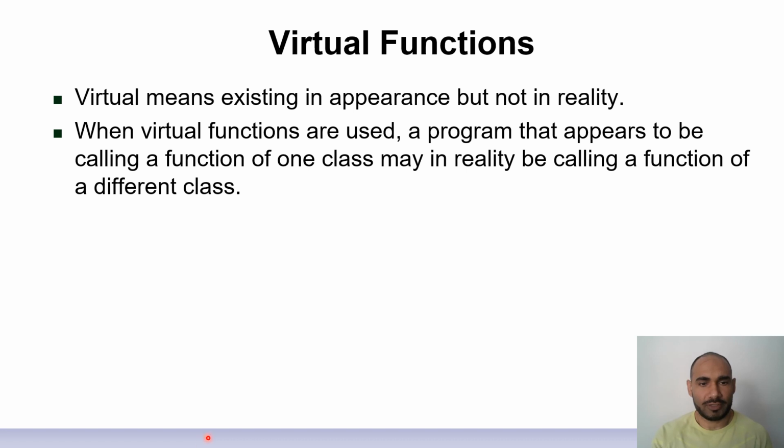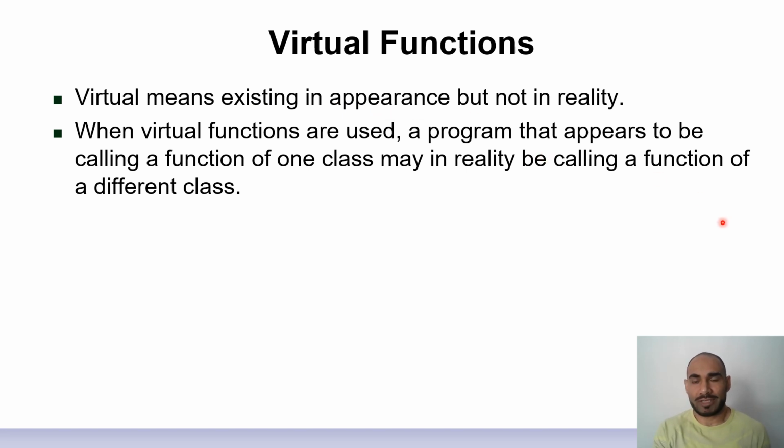So a virtual function, as you can see here, says virtual means existing in appearance but not in reality. When virtual functions are used, a program that appears to be calling a function of one class may in reality be calling a function of a different class. So it may appear that you are calling a function that is a member function of one class, but you might be calling the member function of another class. So that's why it's called virtual. Virtual, as I said, means existing in appearance but not in reality.